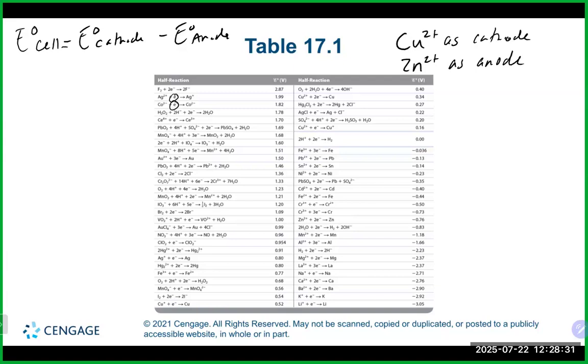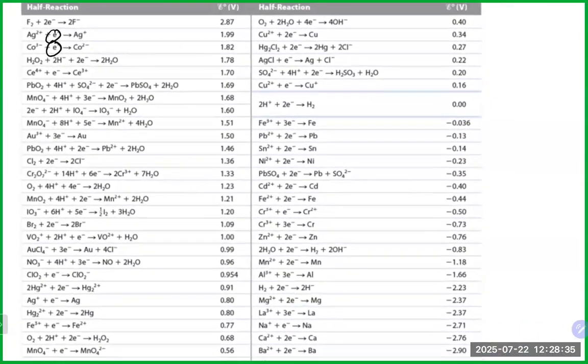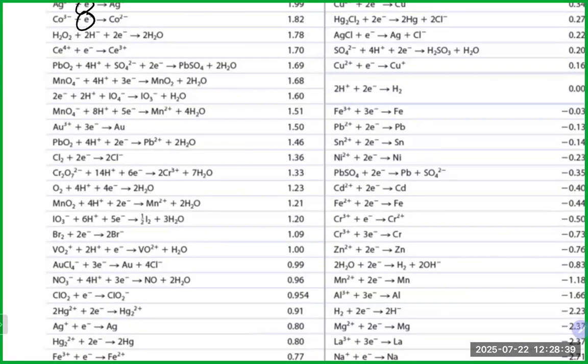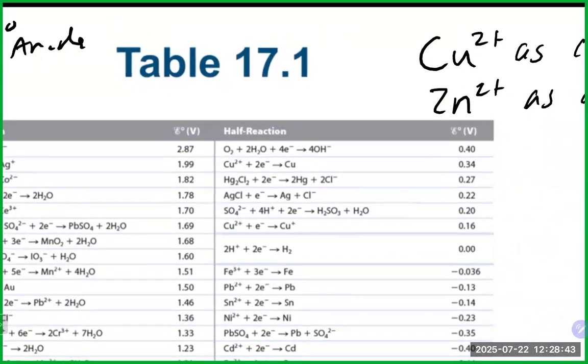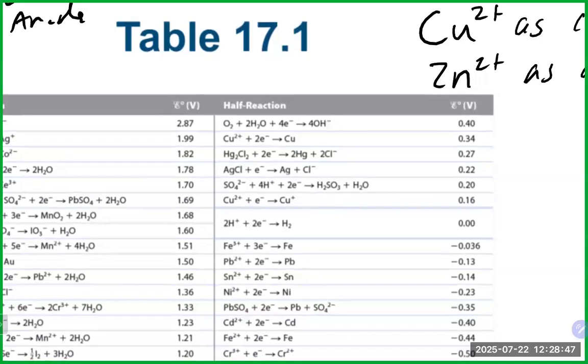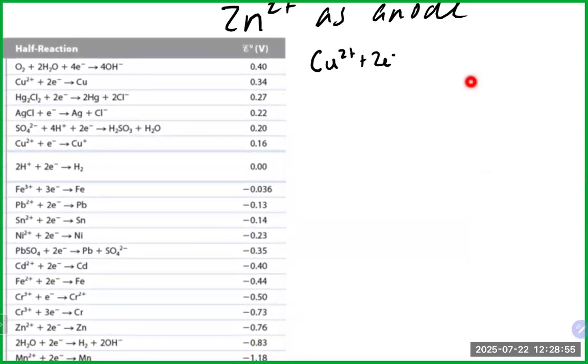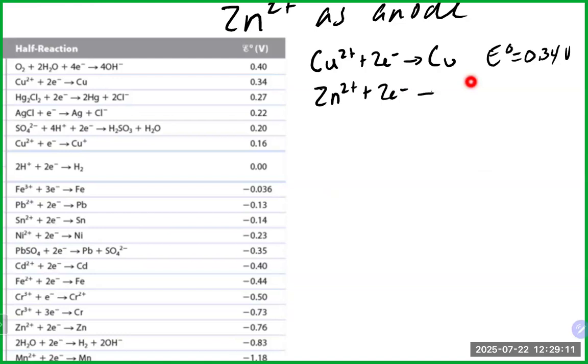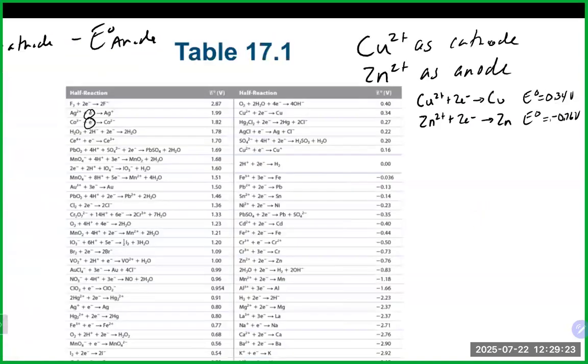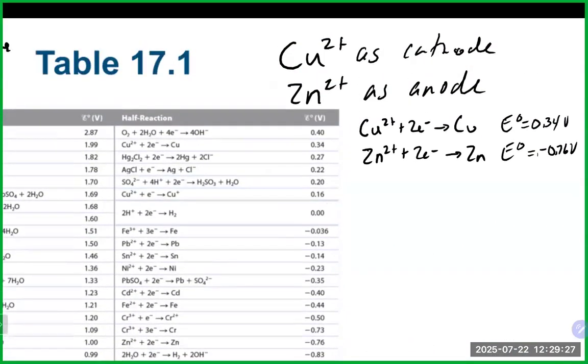So in this case we would go to this table and find those two. There's copper 1, copper 2. There it is. Here is the copper 2 SRP: copper 2 plus a couple of electrons goes to copper, E is equal to 0.34 volts. And zinc is a little bit lower down, as we just saw. Zinc 2 plus a couple of electrons gives us zinc, and our E is negative 0.76 volts. All right, so now that we have these, let's talk about what we should do with these situations.